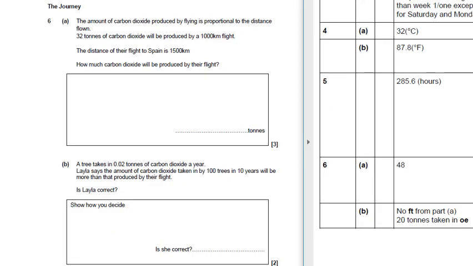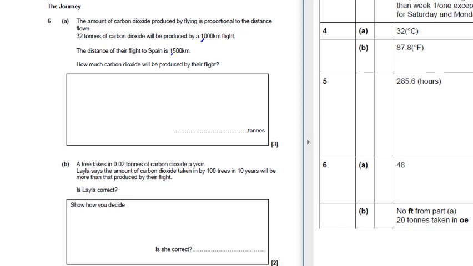The amount of carbon dioxide produced by flying is proportional to the distance. 32 tons of carbon dioxide will be produced with a 1,000-kilometre flight. The distance to Spain is 1,500. How much carbon dioxide will be produced? Okay, just help me with those numbers. I'll just put a comma there.